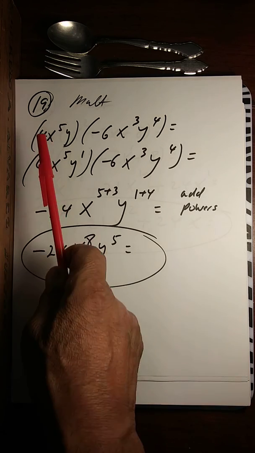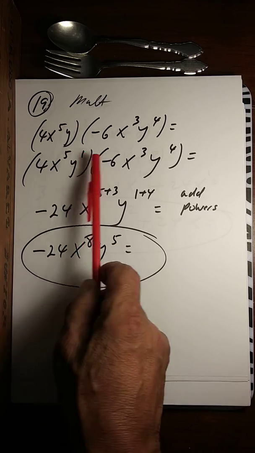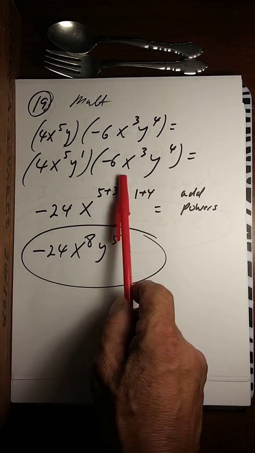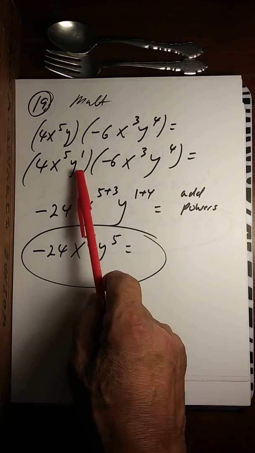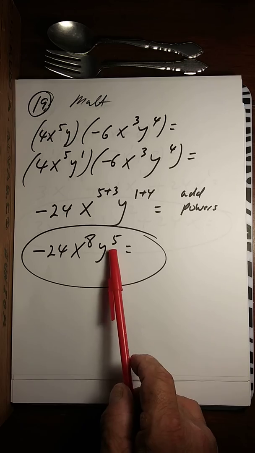Multiply these out. 4 times negative 6, put a 1 there for that. That turns out is negative 24, x to the 5 and 3, 5 plus 3 is 8. Y to the 1, y to the 4, 1 plus 4. So negative 24, x to the 8, y to the 5.